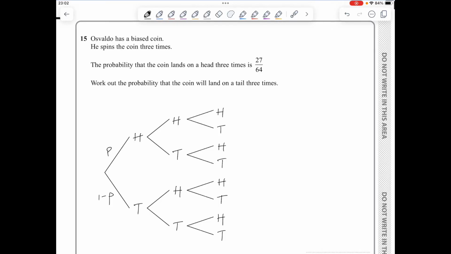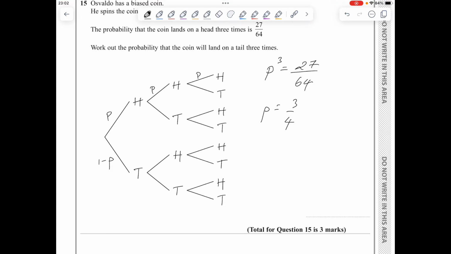Now I'm given that the probability of landing on head 3 times is 27 over 64, which means that the product of these 3 branches is equal to 27 over 64. As I said before, each branch has the same numbers, so these 2 numbers will be P and P. Therefore, P to the power of 3 is 27 over 64. P is equal to the cube root of 27 over 64, which is 3 over 4.